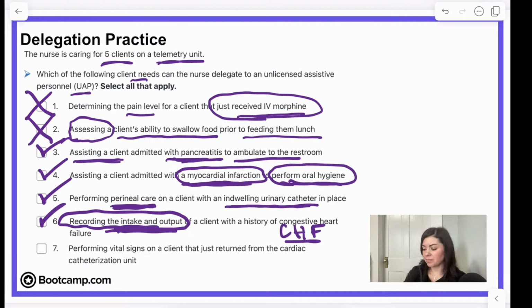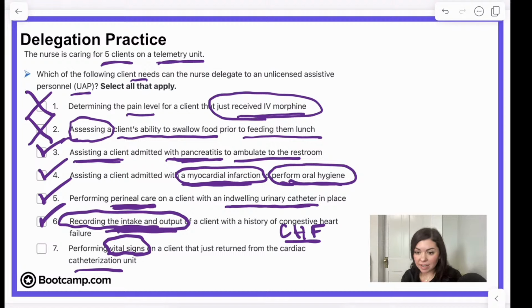So last one, and this is the one that I think is the hardest, that students struggle with the most. Performing vital signs on a client that just returned from the cardiac catheterization unit. So do we want to delegate option 7? And once again, this one is a little challenging because one of the most routine tasks that we ask UAPs to perform quite often is vital signs. But remember, we always have to look at the context of the item.